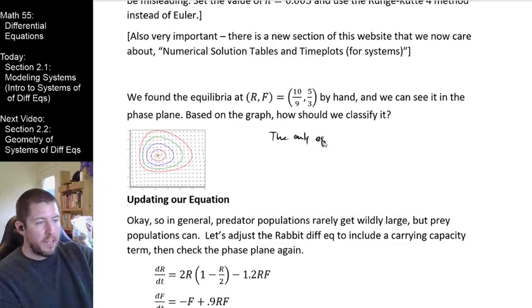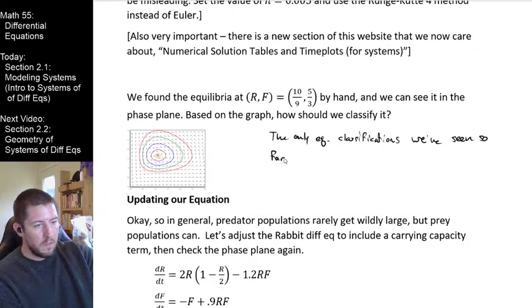The only equilibria classifications we've seen so far are sink, source, node. This one at 10 ninths, 5/3 doesn't seem to fit any of those descriptions.